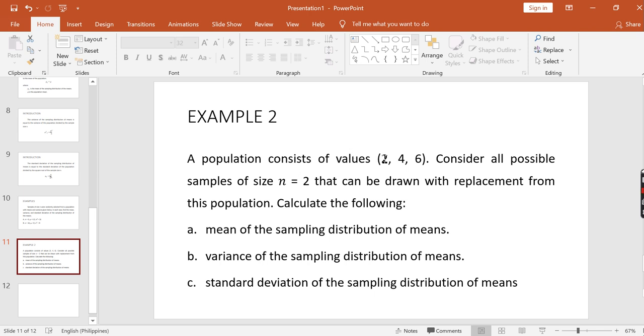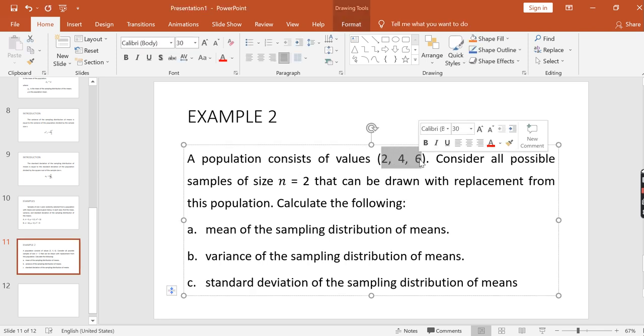So let's say we are dealing with numbers. The population is only three values: 2, 4, and 6. Consider all the possible samples of size n equal to 2 that can be drawn with replacement from this population. Now, calculate the following.